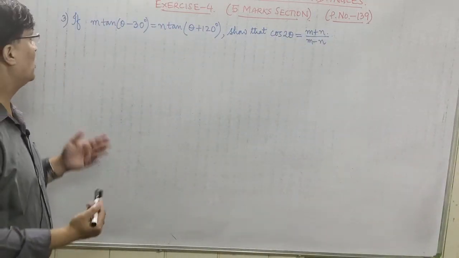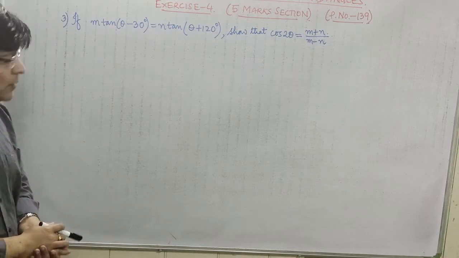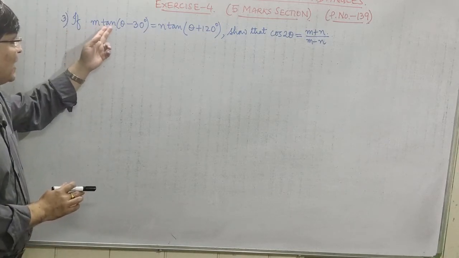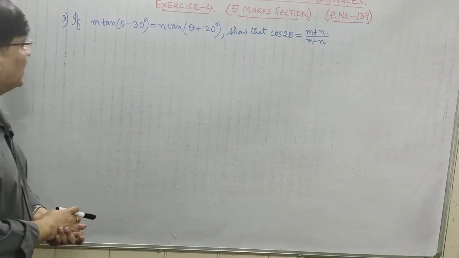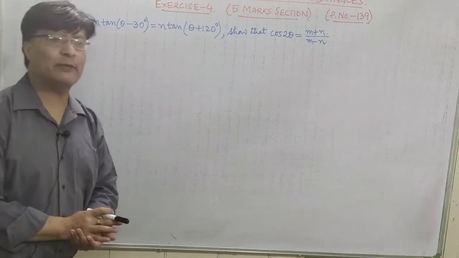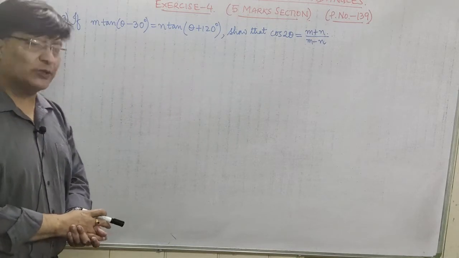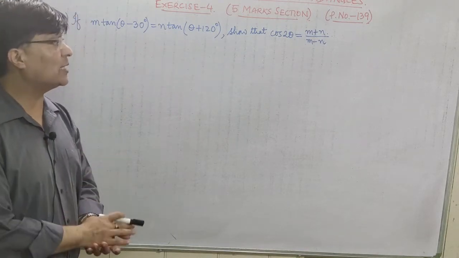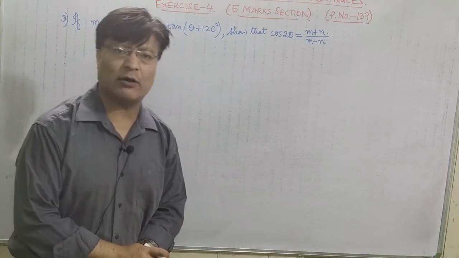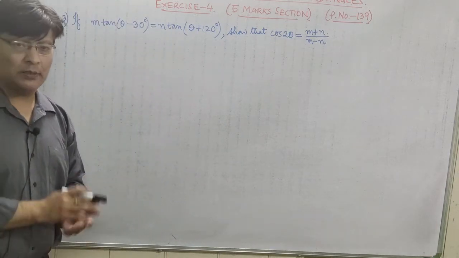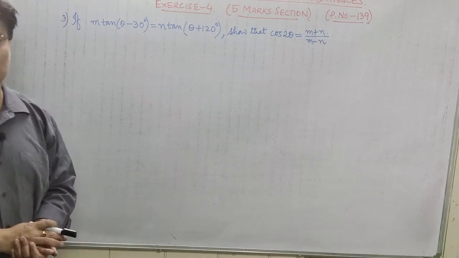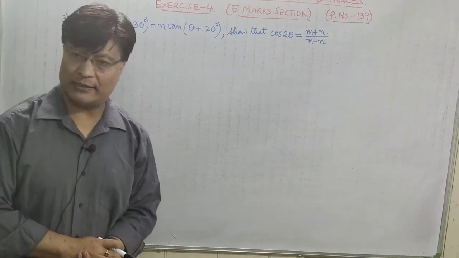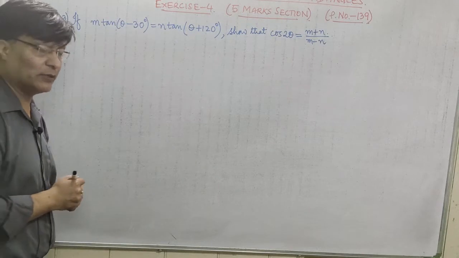So now we'll do the next question, that is question number 3. If m tan of within bracket theta minus 30 degree is equal to n tan of within bracket theta plus 120 degree, then cos 2 theta is equal to m plus n upon m minus n. From given, you have to prove the value for cos 2 theta, which is equal to m plus n upon m minus n. So let us prove it now from given.